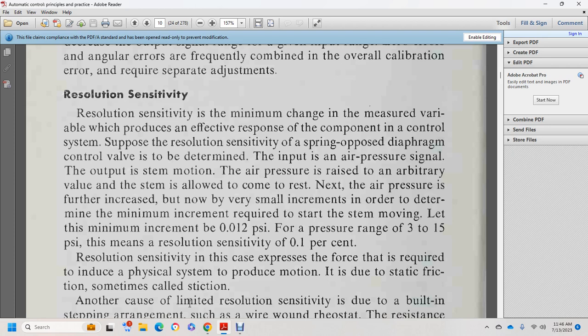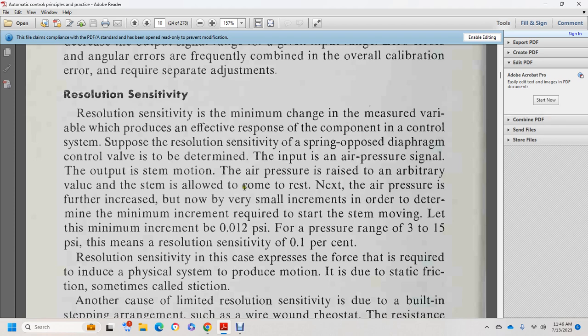The air pressure of the rate of the arbitrary value of the stem is allowed to come to rest. Next, the air pressure with the further increase, but now with very small increments in order to determine a minimum increment required with the start of the stem moving. Let a minimum increment of 0.012 psi for the pressure range of 3 to 5 psi, or 13 to 15 psi. That means the resolution sensitivity is 0.1%.